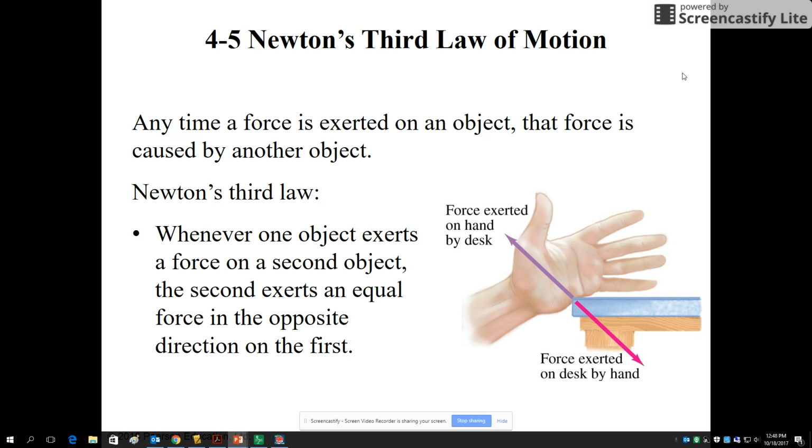Okay, so now we're going to talk about Newton's third law of motion. And you're probably familiar with Newton's third law of motion. It's for every force, there's an equal and opposite reaction force. Trick is in the details, of course, just like for Newton's second law.